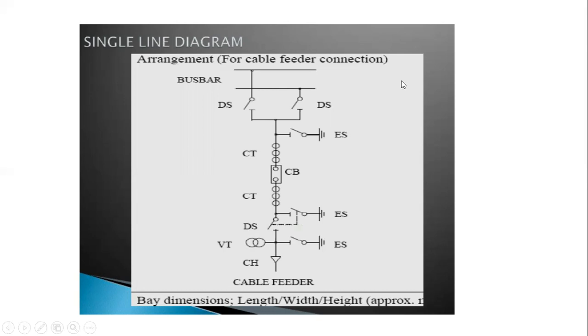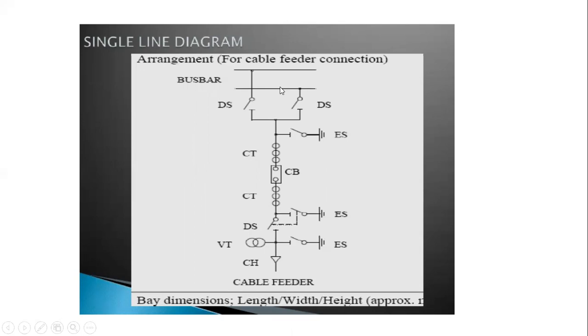Okay, these are the various bus bars. This is the bus bars, and these are the switches. Okay, digital switches, and this is the earthing switch and current transformer, and this is the circuit breaker, and this is also a current transformer, and this is the digital switch, and this is the potential or the voltage transformer. This is the earthing switch. This is the cable feeder. Okay, this is the overall single line diagram of the gas insulated substation.